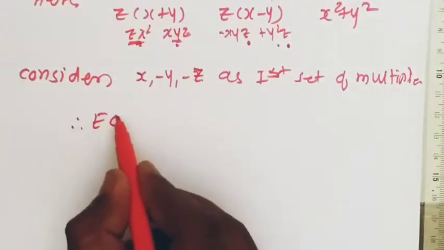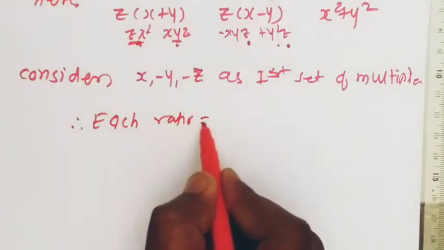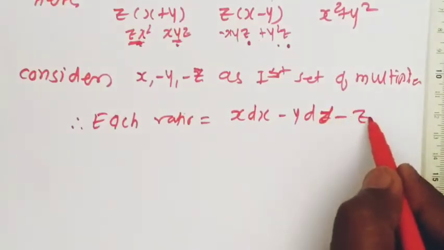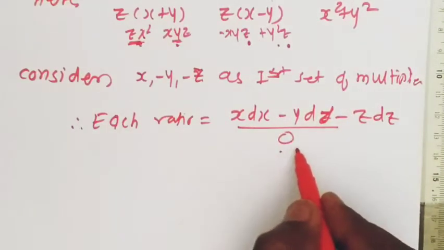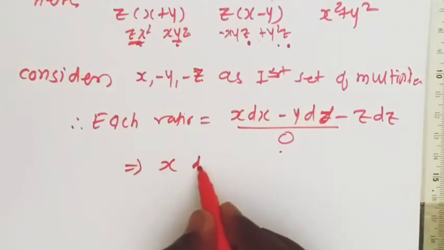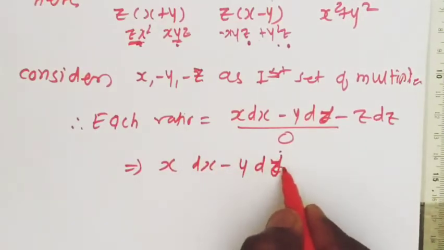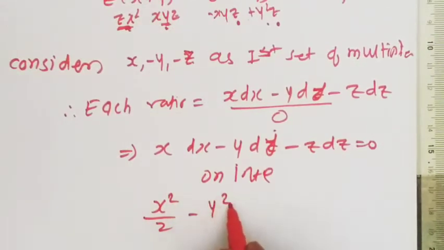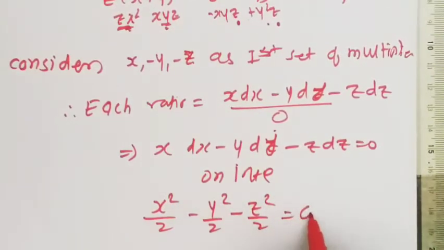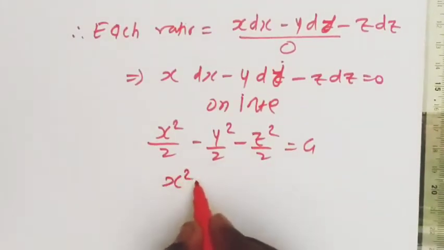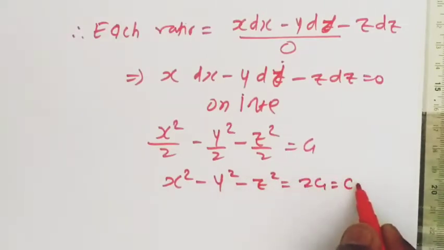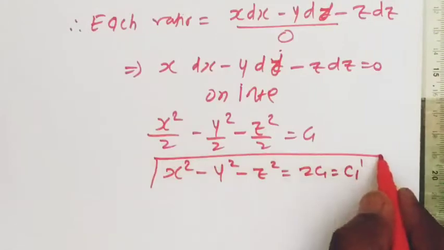Therefore each ratio will be equal to x dx minus y dy minus z dz divided by 0. We know that we will get 0 here. So this will give us x dx minus y dy minus z dz equal to 0. This is a variable separable form. On integration, x square by 2 minus y square by 2 minus z square by 2 equals c1. Now if you multiply throughout by 2, we will get x square minus y square minus z square equal to 2c1, which can be considered as another constant c1 dash. So this will be the first relation that we will get.